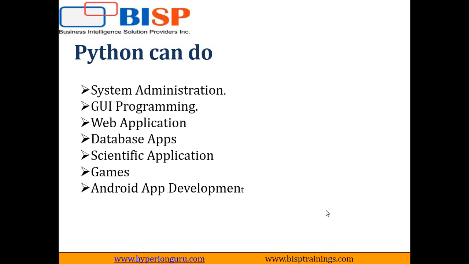And what else can Python be used for? Basically, in what areas can Python be used? Python can be used for system administration, GUI programming, web applications, and database applications. Python can be mainly used in scientific applications to perform data analysis or data visualization on big data. Python can also be used to build games and for Android app development. So these are the areas where Python can be used.